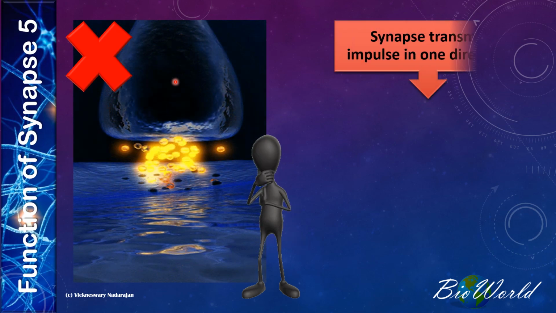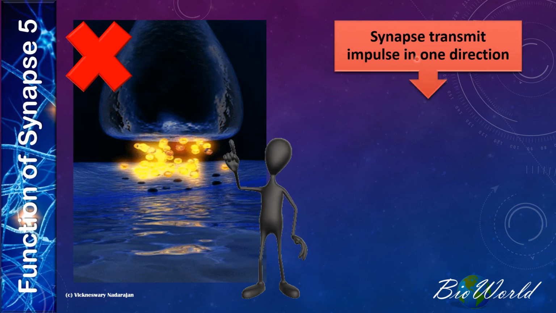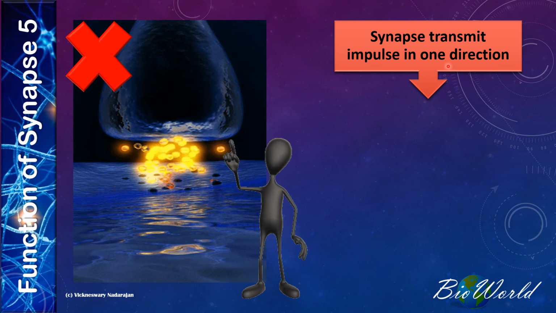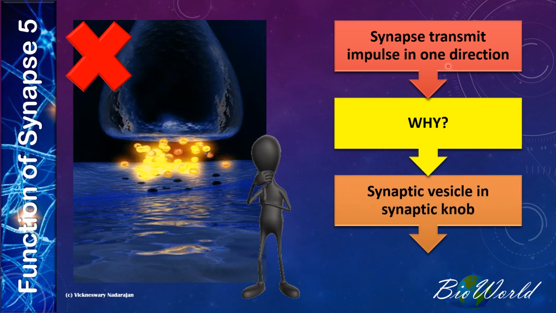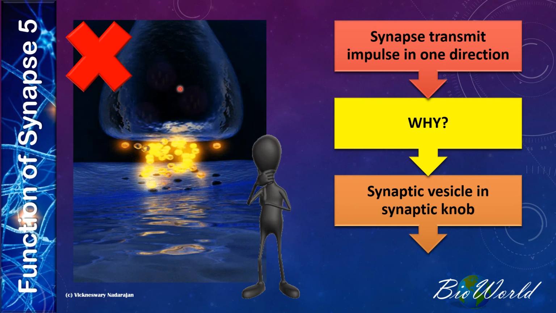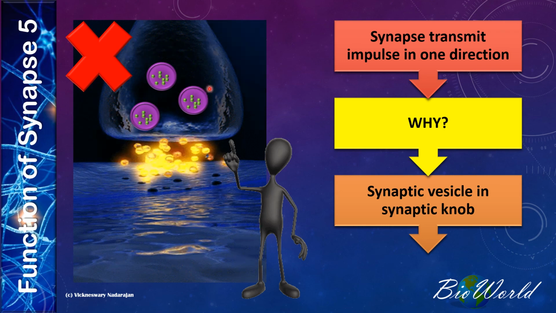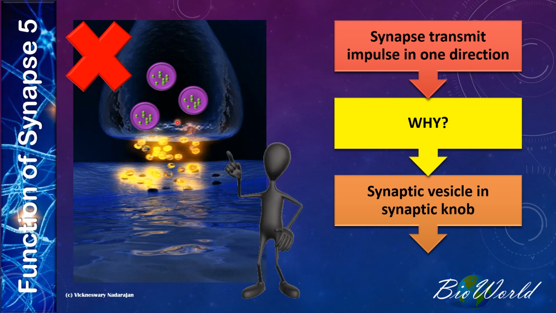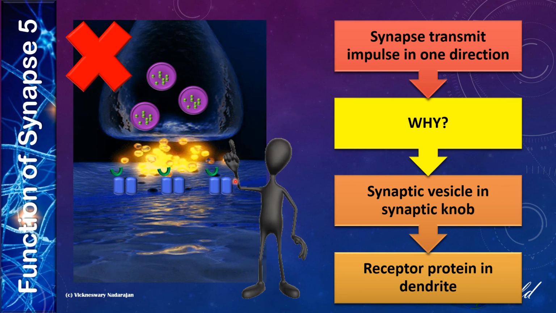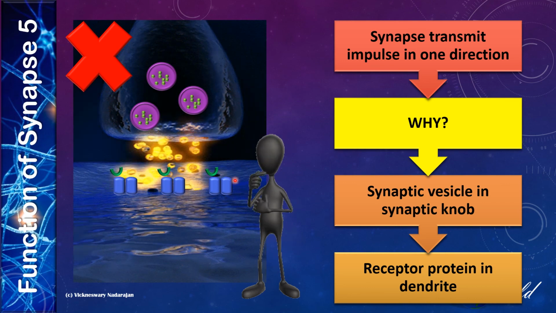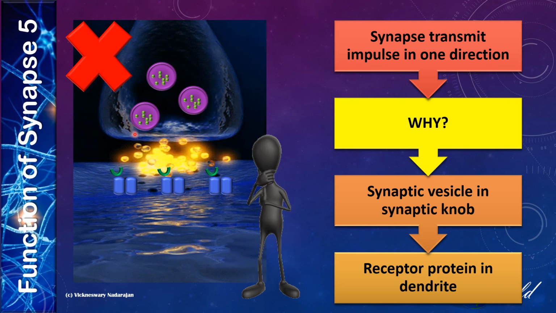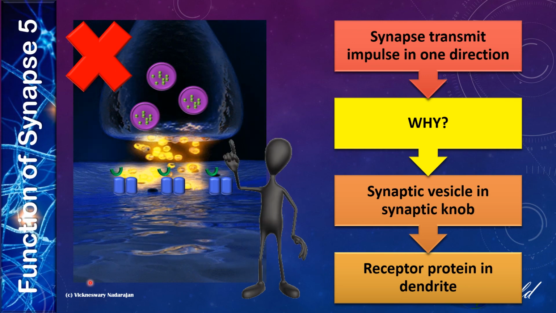You see, the synapse can only transmit impulse in one direction. The reason for this is because of the location of the synaptic vesicles. You can only find synaptic vesicles in synaptic knobs, and the receptor proteins are only found on the dendrite. So that is why the neurotransmitters must always move from the synaptic knob to the dendrite.